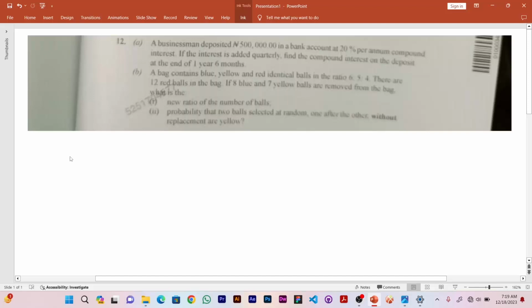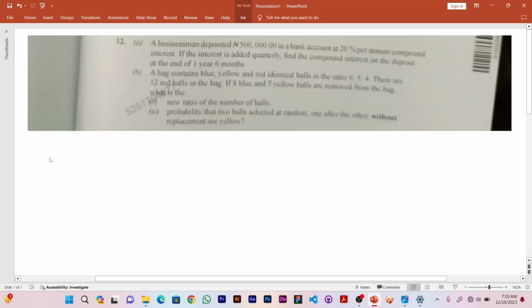So as you can look at, they said a businessman deposited 500,000 naira in a bank account at 20% per annum compound interest. If the interest is added quarterly, find the compound interest on the deposit at the end of 1 year and 6 months. So let's take it part by part.